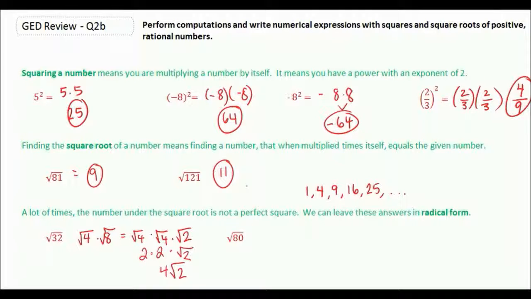Root 80. Let's see. Well, root 80 would be root 4 times root 20. But root 20 would be root 4 times root 5. So this would be 2. This would be 2. Leave that as root 5. And our answer is 4 root 5.